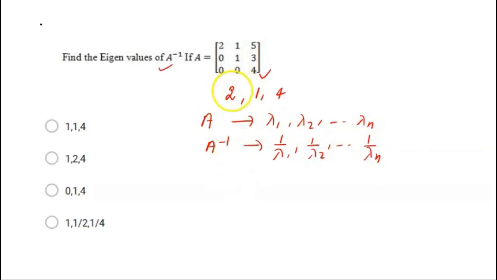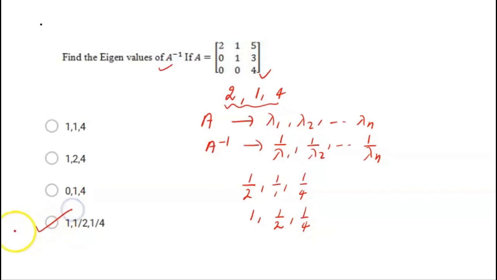So what will be the eigenvalues of this matrix? It will be 1 by 2, 1 by 1, and 1 by 4. So basically I will get 1, 1 by 2 and 1 by 4, which is nothing but this option. So you notice that knowing the properties of eigenvalues and eigenvectors is important. I will try to create a video separately for all these topics.